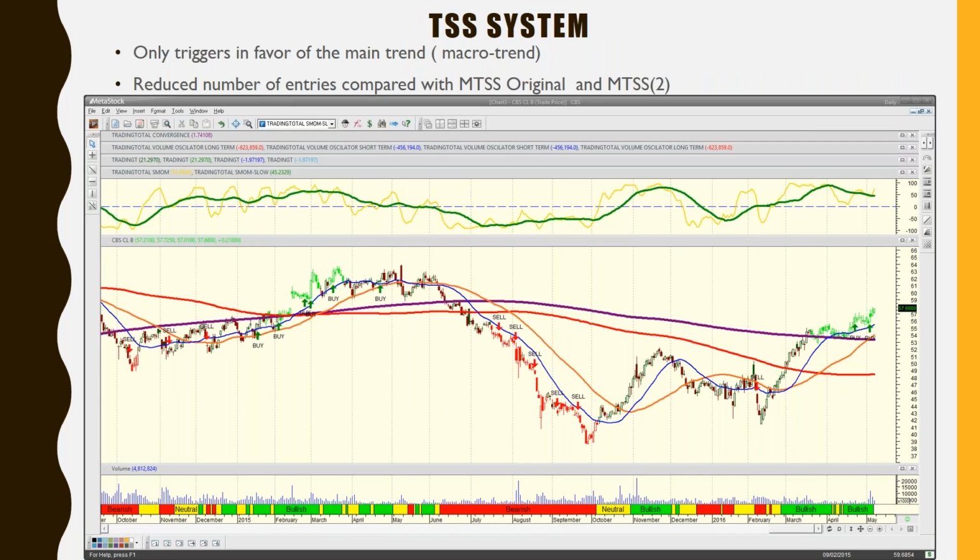Okay? Let me move the same example with the TSS system. More or less similar entries. There is no big difference in this case, in this particular case.